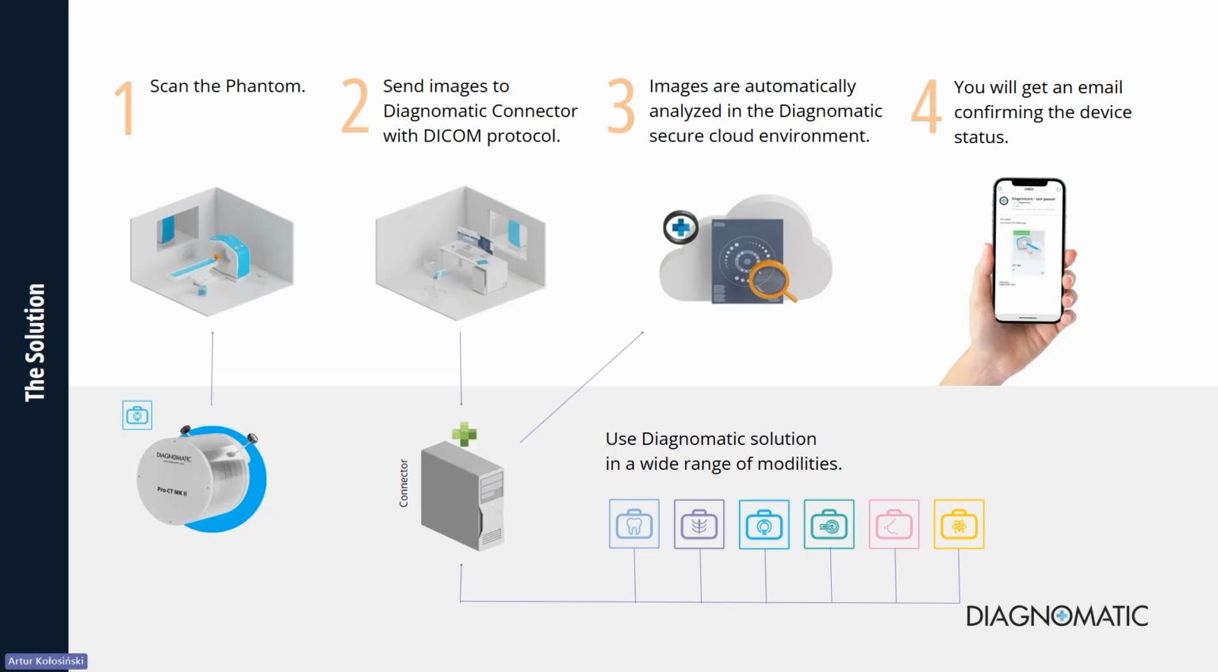So the solution works like in this graph. We scan the phantom. This is the thing that we have to do, it's always the same in the beginning. And then we can button up the device with the DICOM node, which is called Diagnostic connector. So instead of saving the sequence acquisition for the PACS, we push it to the cloud and receive the report on our email or mobile phone in a few minutes time.